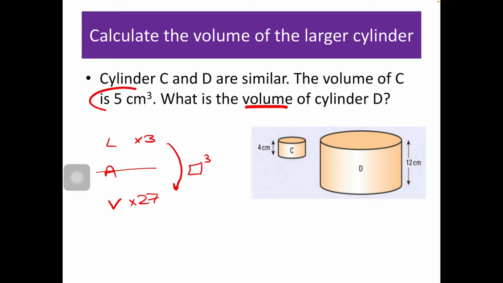The volume of cylinder C is 5. So I've gone 4 to 12, which was times by 3, and that's my length. I'm now doing my volume. I'm going from 5 to something, it's times by 27. So that'll be 135 centimetres cubed. Using tables each time makes our life much, much easier.